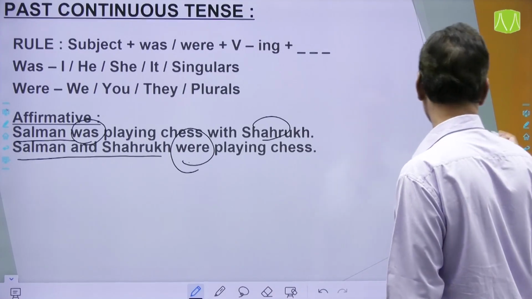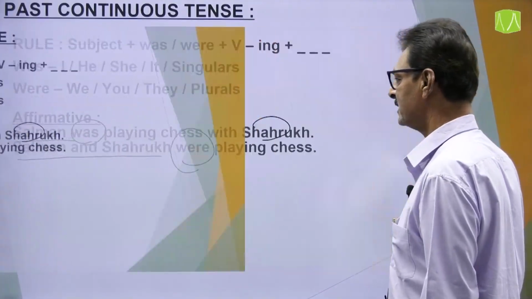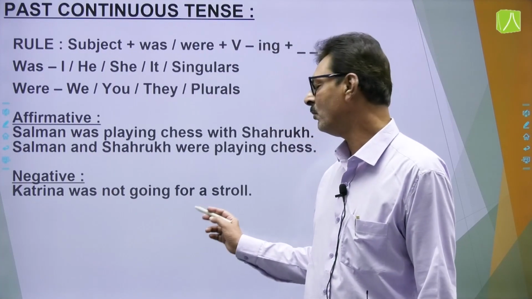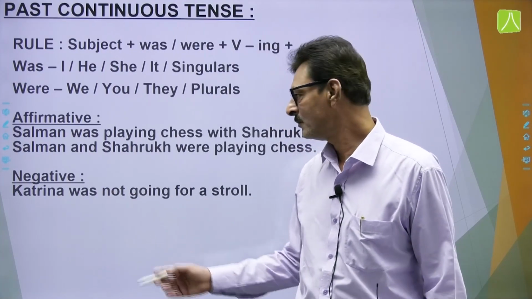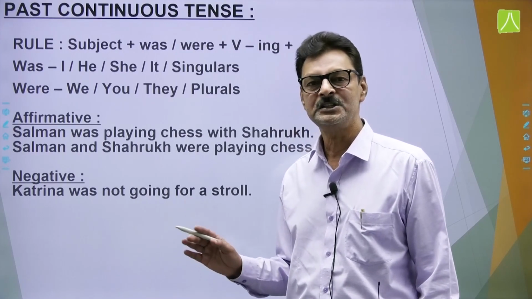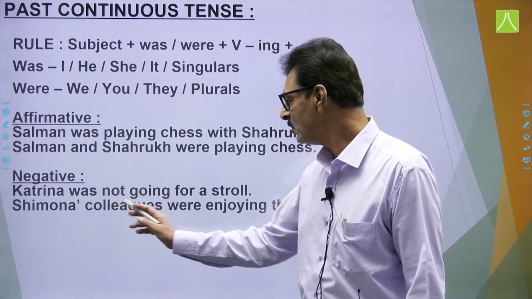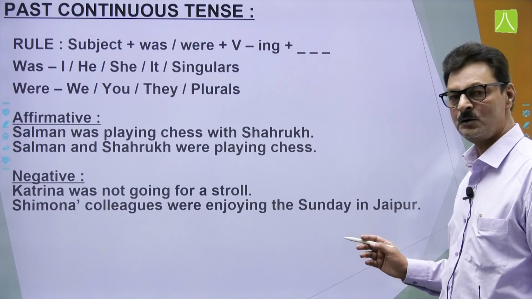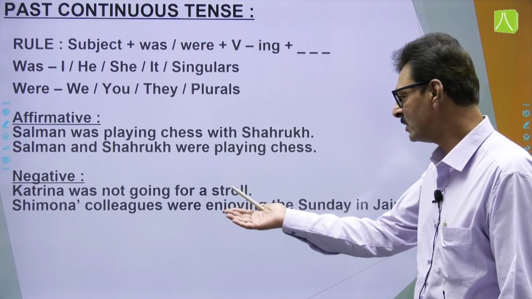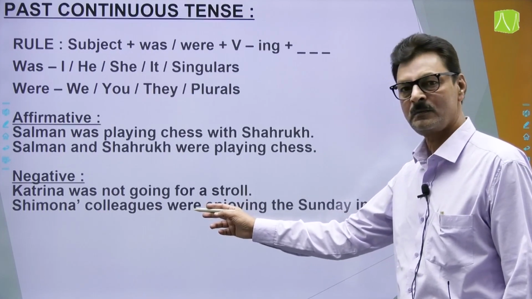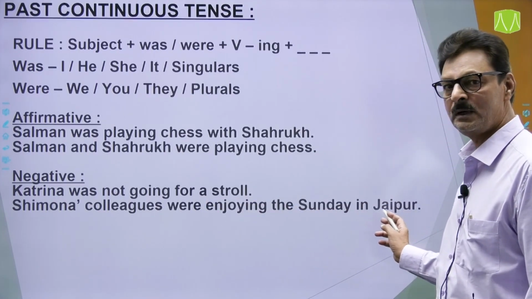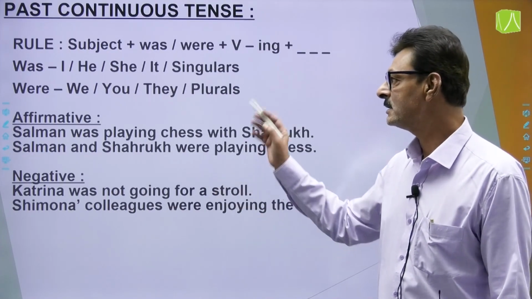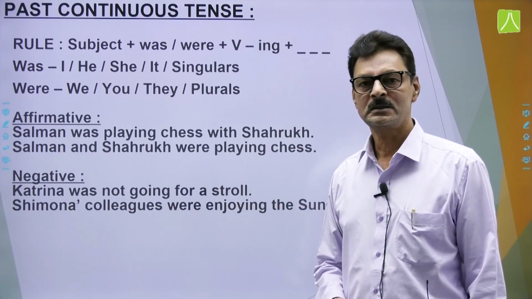Great. Moving on with the negative sentences. How do we do negatives? Katrina was not going for a stroll. Stroll is walk. Katrina was not going for a walk. Shimona's colleagues were enjoying the Sunday in Jaipur. What were her friends doing? Shimona's friends were enjoying in Jaipur. When? On Sunday. So this is how the negative sentence has to be written in past continuous tense.